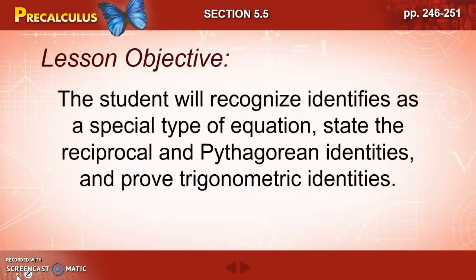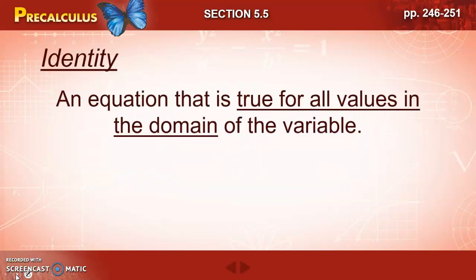Our lesson objective for today is that you, the student, will recognize identities as a special type of equation. That should say identities here. That should be a T. You will state the reciprocal and Pythagorean identities and prove trigonometric identities. All right, so not too difficult here. We're going to recognize something, we're going to state a definition of something, and then we're going to prove. The hardest part of this will be the proving, because that's where you apply the reciprocal and Pythagorean identities and some other identities that you've learned throughout the years in school. So that will be the most difficult of what we do today.